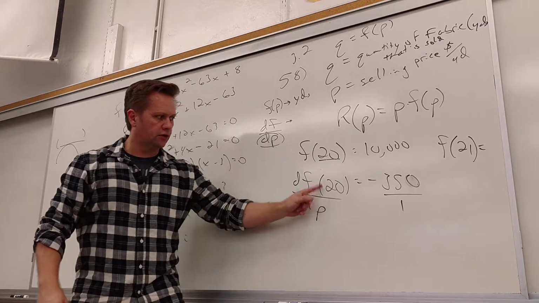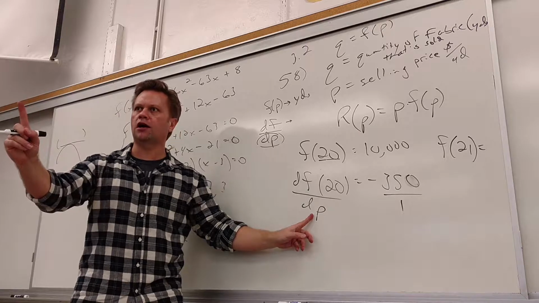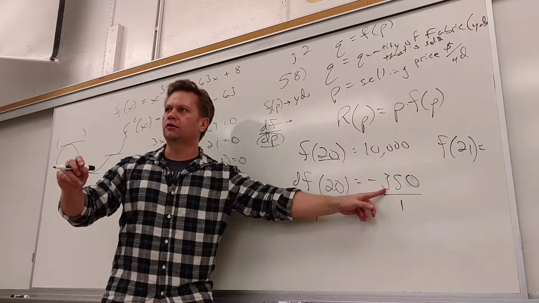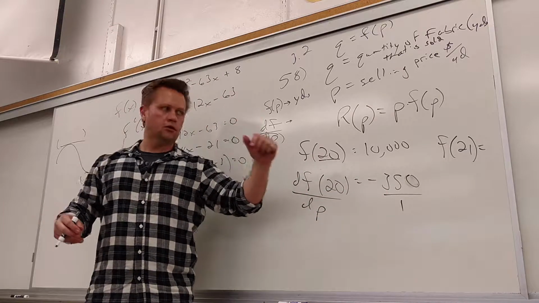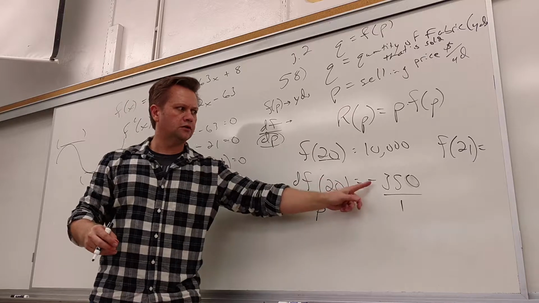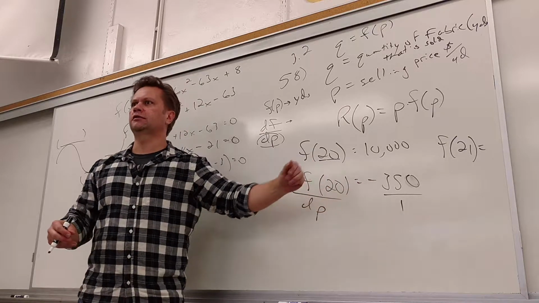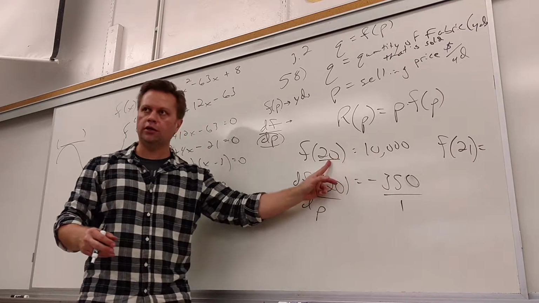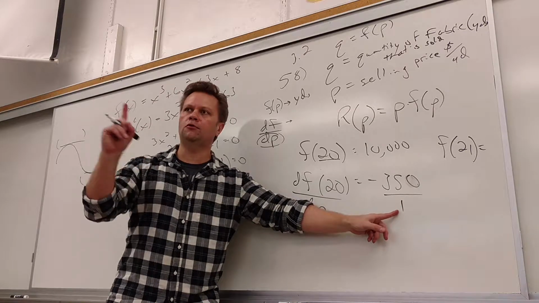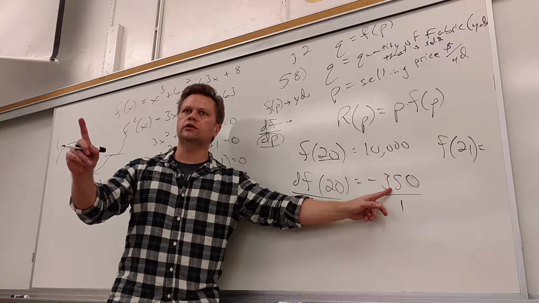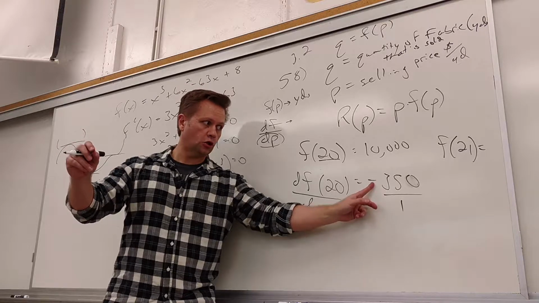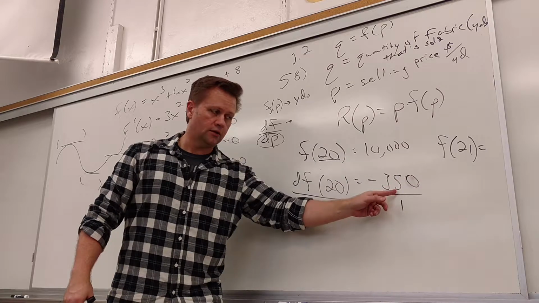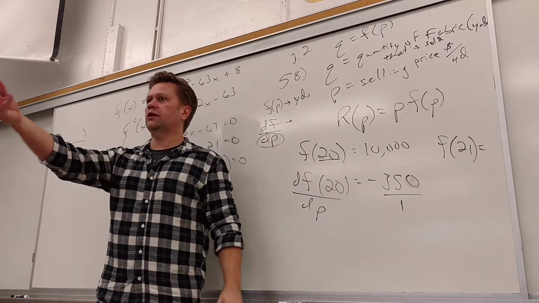Put it all together. Right here, this tells me that if I change the price by $1, the amount of yards I'm going to sell goes down by 350. I would have sold 10,000 at 20. If I change that by 1, how does the yards change? It goes down by 350, so now you're going to sell 9,650. That's better.